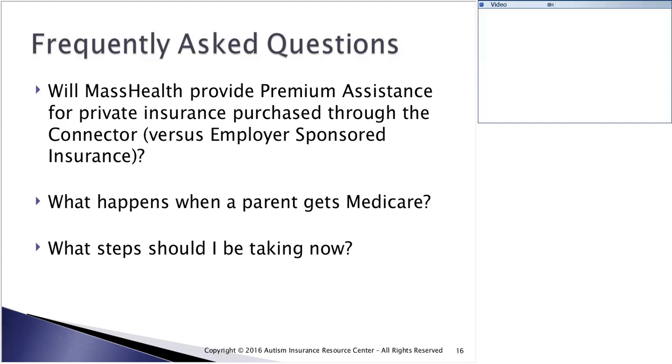And then, what steps should I be taking now? This is on the FAQs for adults. So the steps are, if you have private insurance and a disabled dependent, and you anticipate they're going to be 26 and you want to keep them on that, you should be contacting your employer and making sure you know what's involved in doing that, your employer is aware of that, and have that rolling so there aren't any gaps.